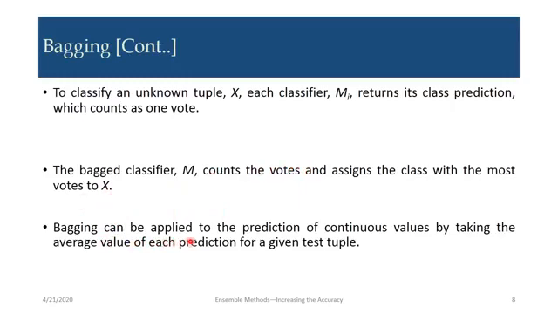Bagging can be applied to prediction of continuous values by taking the average value of each prediction for a given test tuple. So up to this we have discussed bagging for classifiers. We also can use bagging for our prediction model. How can we use it? Because prediction is used for a continuous valued function, we can take the average value for each prediction. From each predictor we can take the value and find the average value. That is the average prediction value for a given test tuple.